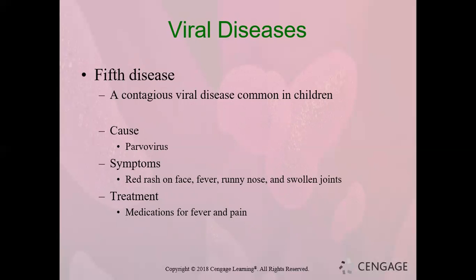Fifth disease is a contagious viral disease common in children. It's caused by the parvovirus. Symptoms are a red rash on the face, fever, runny nose, and swollen joints. My daughter had this.